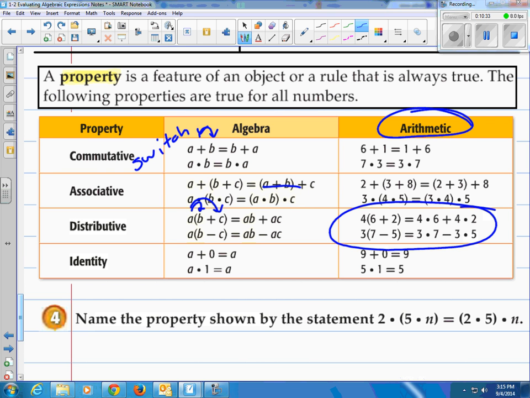And the identity property gets you back to the identity of the number that you're using. So you have the addition version and the multiplication version. When you add 0 to a letter, you have the same letter. A plus 0 is equal to A. A times 1 is equal to A. What does it look like when you actually have numbers in there? Pretty basic there. It's called the identity property.